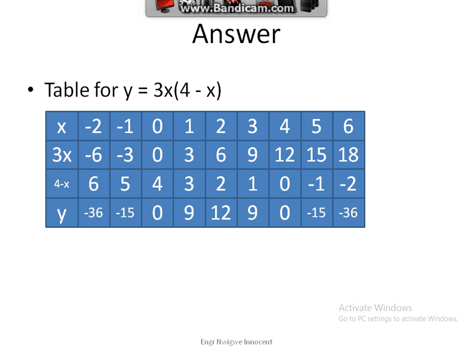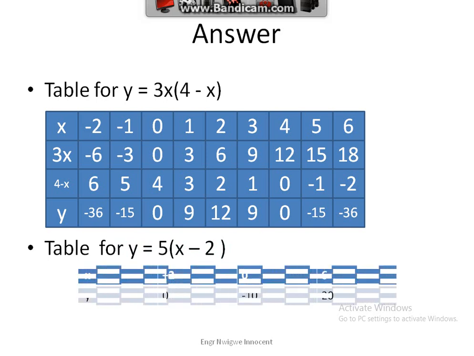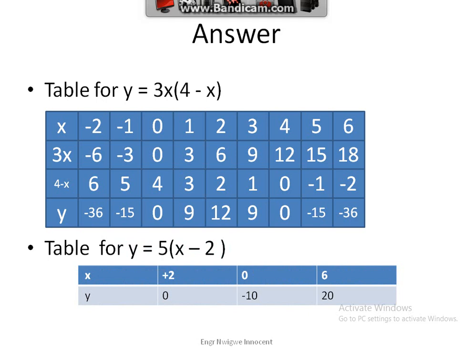Then for the table y equals 5(x minus 2), where x is in a range of -2, 0, 6, we substitute x into this equation, and we will now get our y to be, when x is +2, y is 0. When x is 0, y is -10. When x is 6, y is 20.